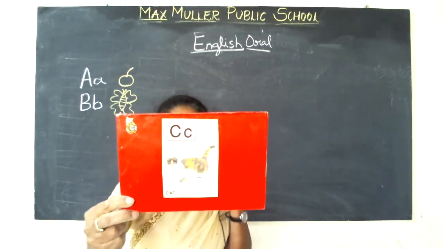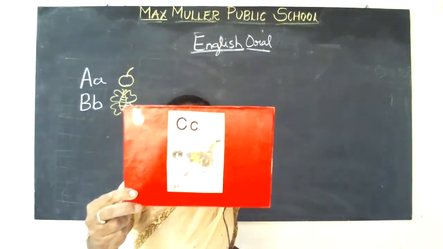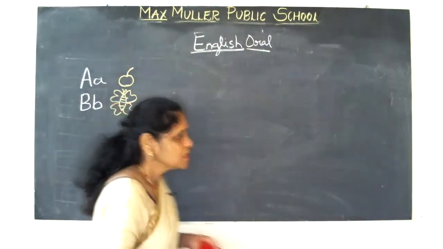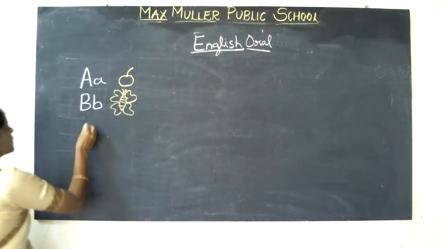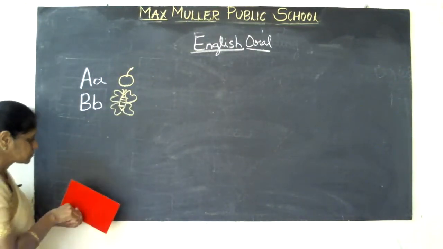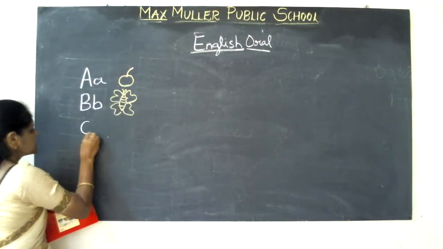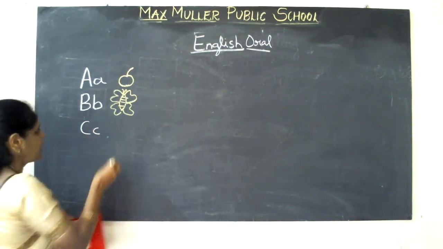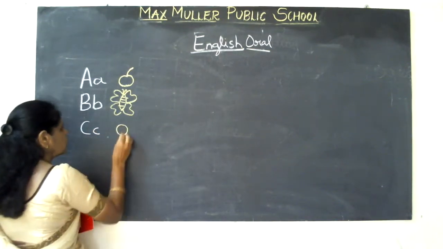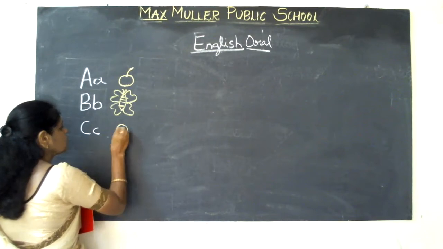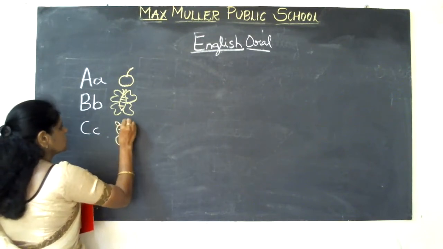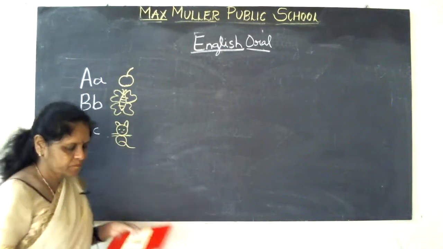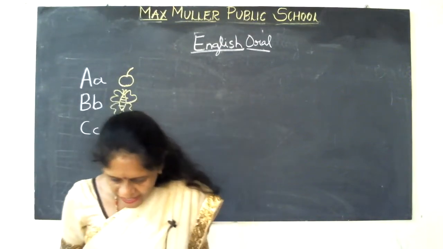Now, which letter is this? C. Capital C, small c. C for cat. Meow. C for cat. Okay, children, next.